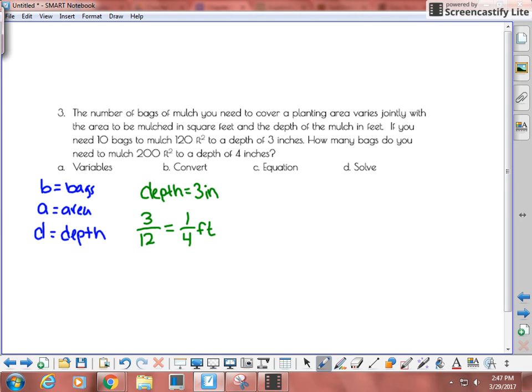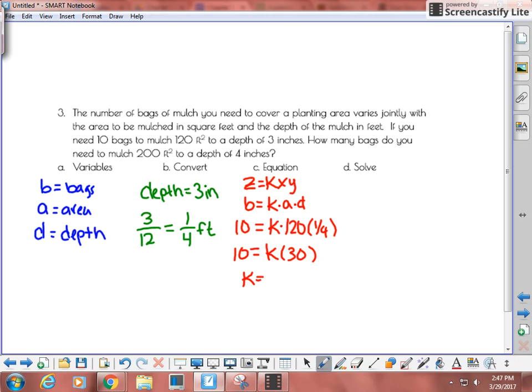So that's important. So now my equation for this is going to be, because it is joint, z equals k times x times y. So that's going to be bags equals k times area times depth. So then I can plug in what I know. I know that I have 10 bags and that my k value times 120 times 1/4. Okay, so that's going to give me 10 equals k times 30. So my k value is equal to 1/3. So that gives me my k value.